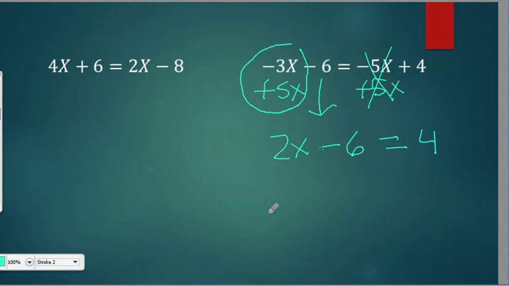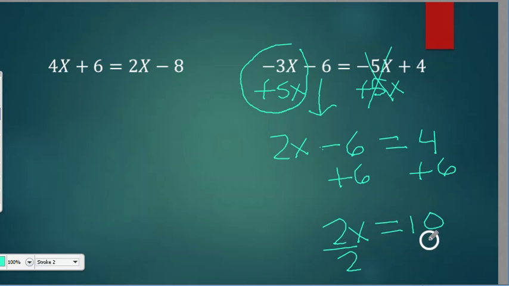Now from there, this should be really easy. We're just going to solve this two-step equation we have, and we're going to add 6 to both sides. So 2 times x equals 10. From there, we would divide by 2. So x equals 10 divided by 2, which is 5. x equals 5 is our solution.